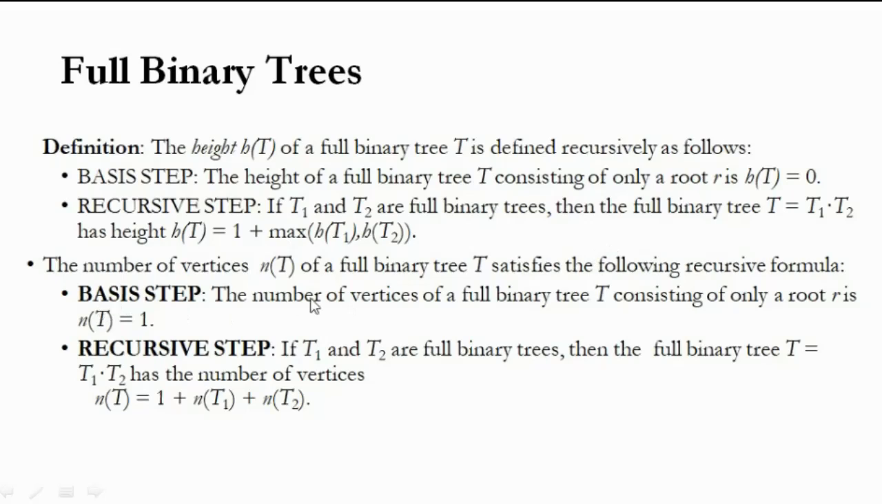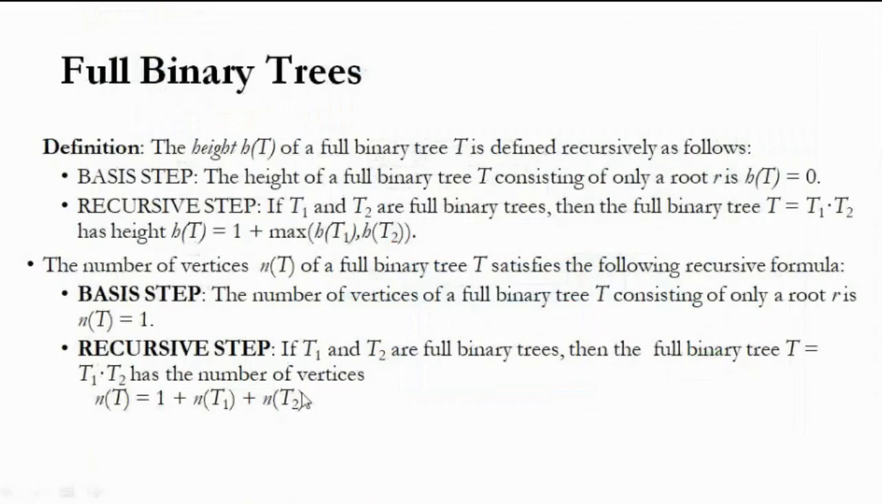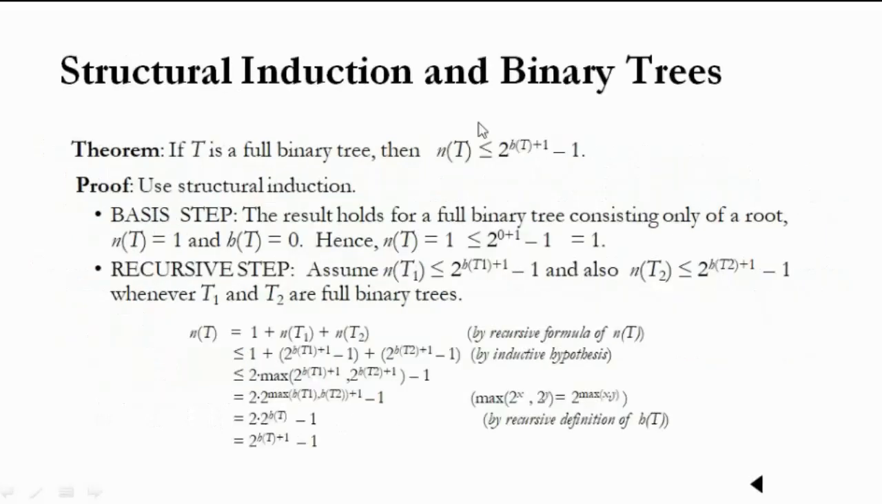So the basic step: the number of vertices of a full binary tree T consisting of only a root r is n(T) = 1. Along with this, Fibonacci series and binary search are also defined here. The recursive step can be defined like this: n(T) = 1 + n(T1) + n(T2). In the same way, the structural induction on a binary tree: if T is a full binary tree, then n(T) is less than or equal to 2^(h(T)+1) - 1.